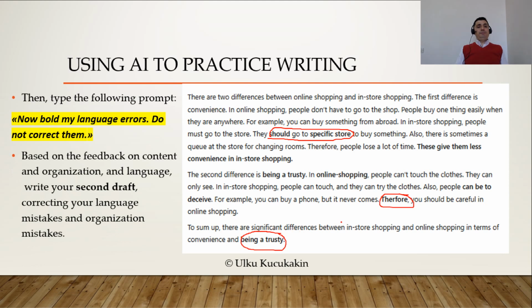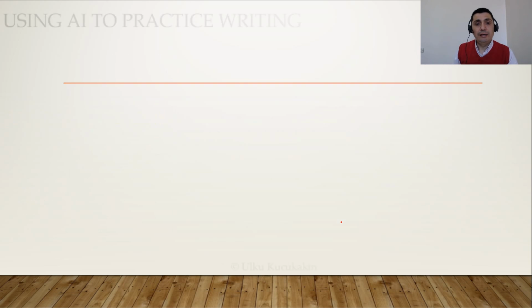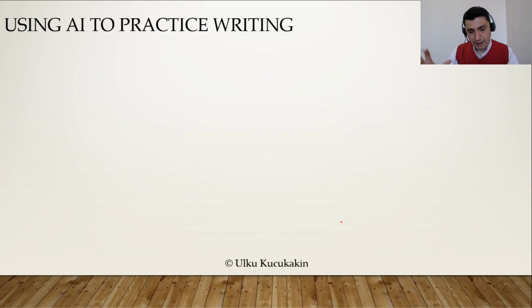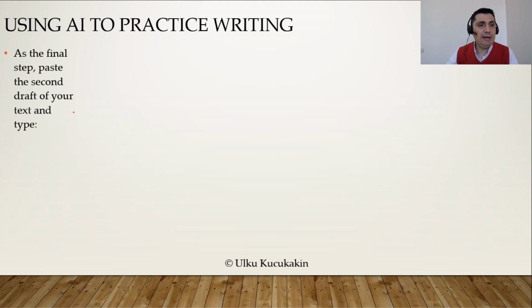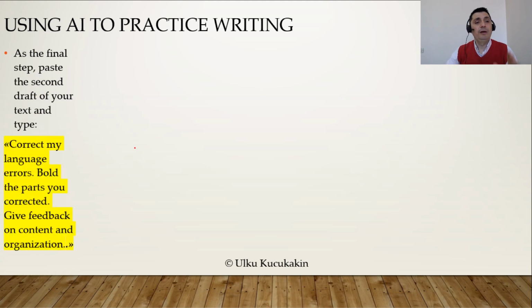Now, based on the feedback on content and organization and language, you write your second draft, you correct your language mistakes, you correct your organization mistakes. So basically, you correct everything, okay? You have your second draft or third draft maybe, okay? What do we do now? As the final step, paste the second or third draft of your text and type: this time, not bold my errors, but correct my language errors. Bold the parts that you corrected.